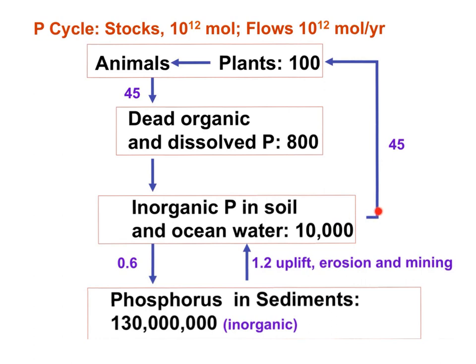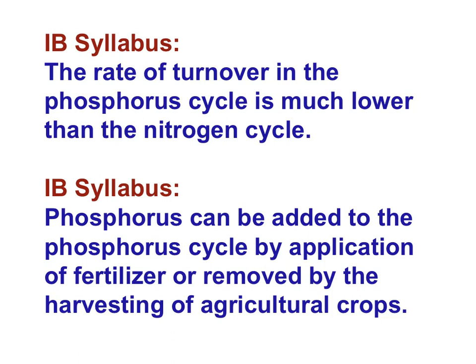And it's all that simple, starting again with the uptake of phosphorus, phosphate in fact, by plants from water or soil. Phosphorus is deposited to the sediments, and erosion or the mining of phosphorus makes it available for use as a fertilizer. Here are two relevant IB syllabus statements. The rate of turnover in the phosphorus cycle is much slower than the nitrogen cycle. Phosphorus can be added to the phosphorus cycle by application of fertilizer or removed by the harvesting of agricultural crops.